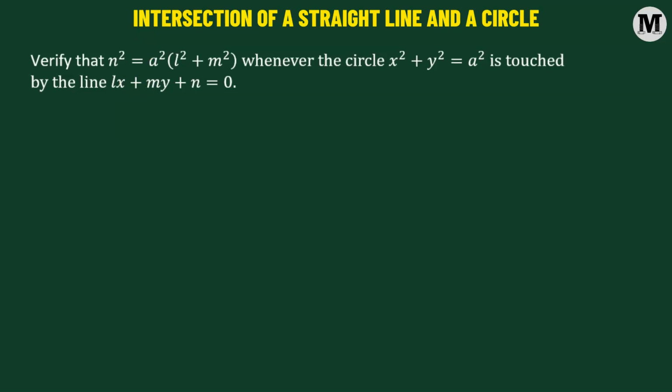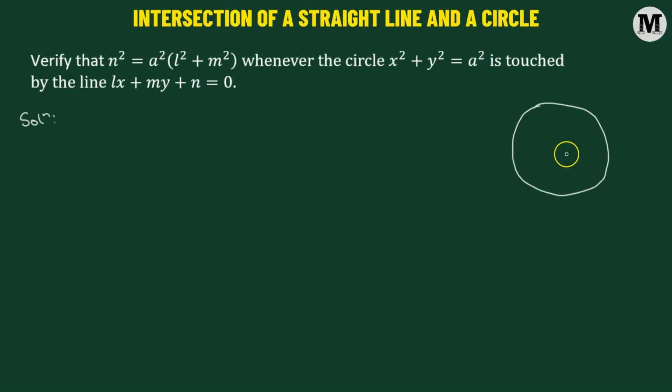So in this problem, we need to verify that the condition n squared equals a squared times l squared plus m squared is followed whenever a circle x squared plus y squared equals a squared is touched by a line. This equation is given to it. Let's begin.